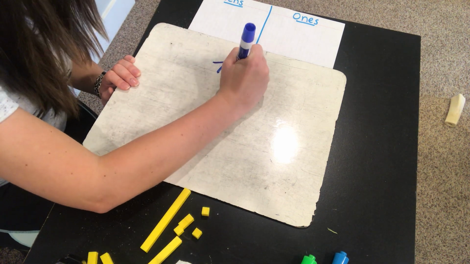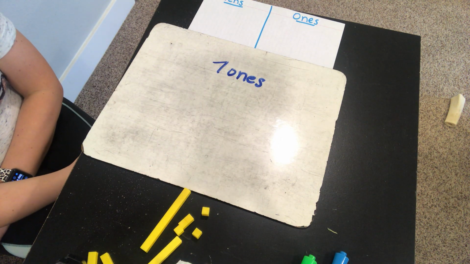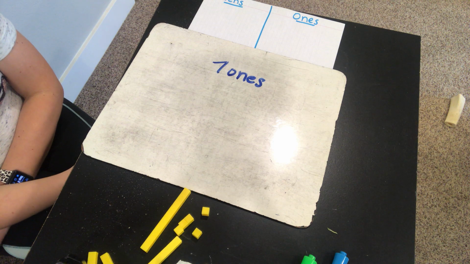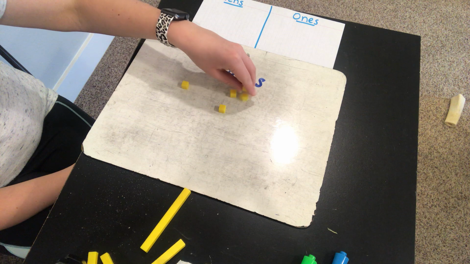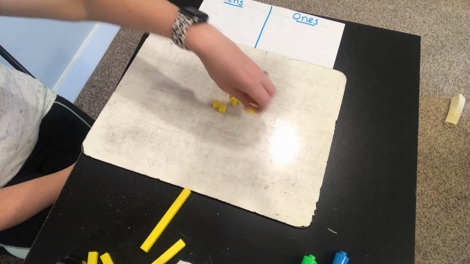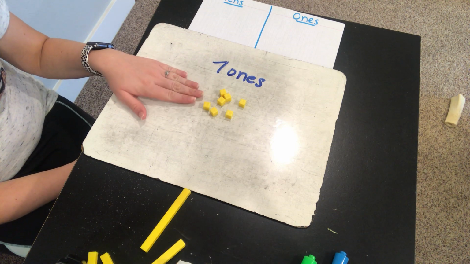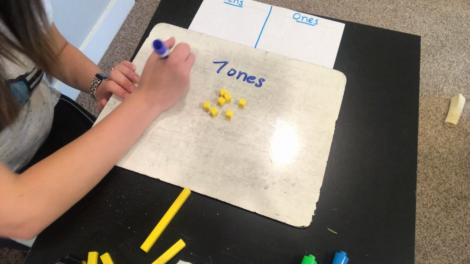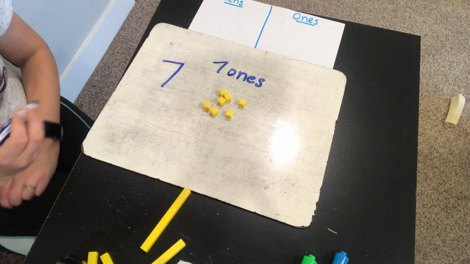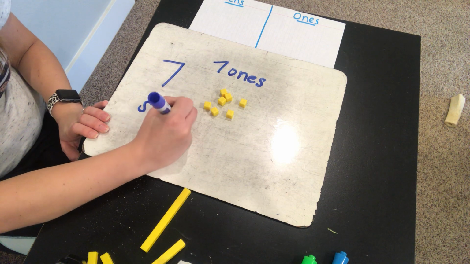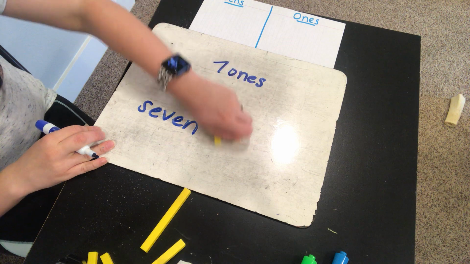Can you model this number? 7 ones. 1, 2, 3, 4, 5, 6, 7. How many does this represent? This represents the number 7 in standard form. Or if we write it in word form, it would look like this, 7. Okay, let's try a different one.